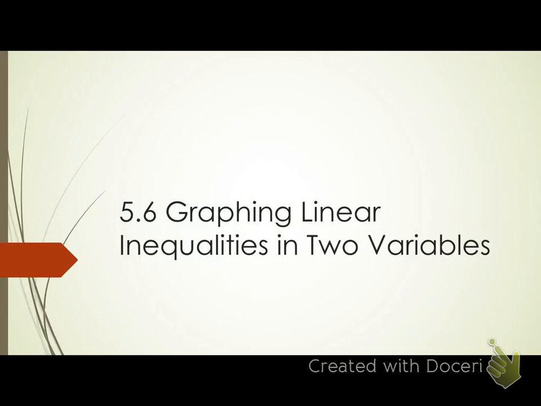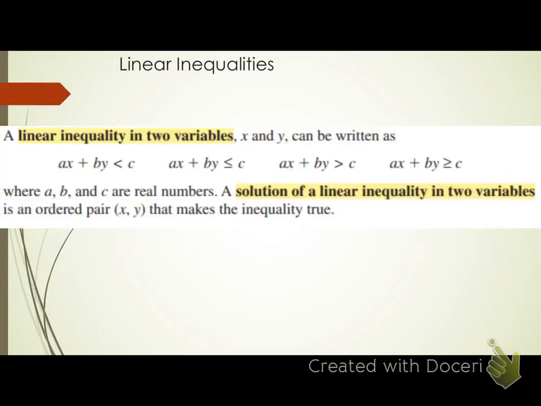Oh my goodness. So 5.6, graphing linear inequalities in two variables. We ready to begin? Yes. Ready or not, here it comes. A linear inequality in two variables, x and y, can be written as ax plus by is less than c, ax plus by is less than or equal to c, ax plus by is greater than c, ax plus by is greater than or equal to c. Those are our four inequality symbols, where a, b, and c are all real numbers.